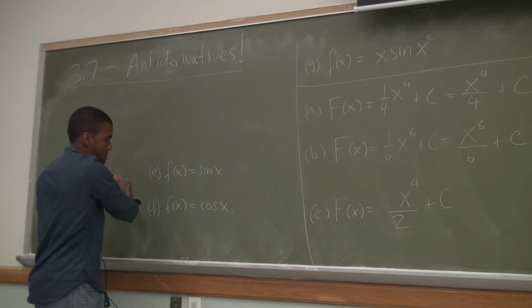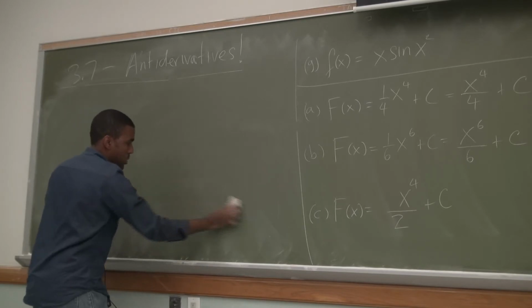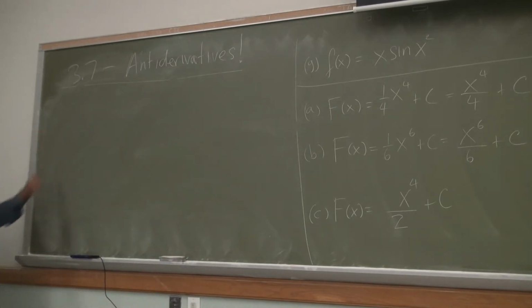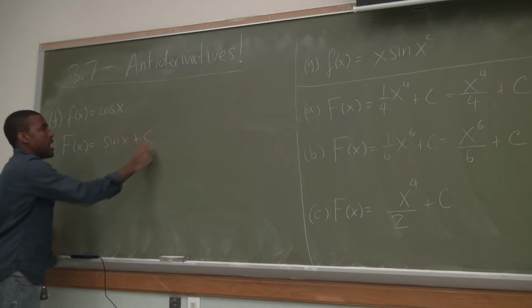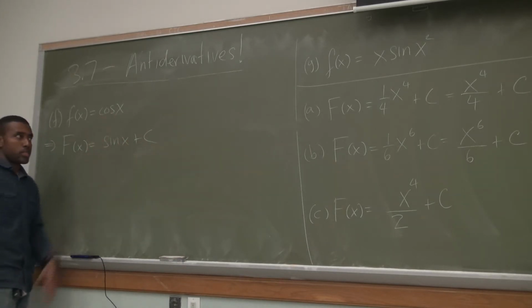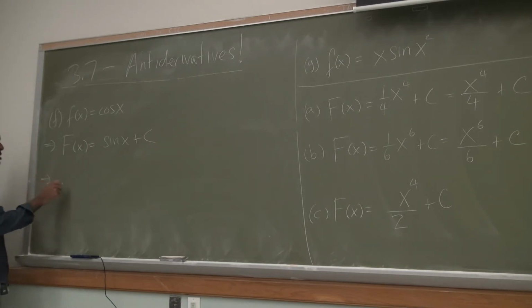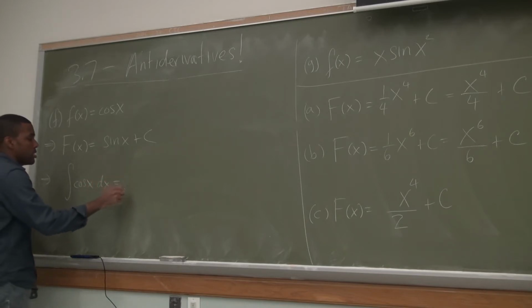You just have to find the derivative and antiderivative of cosine. What is the antiderivative? Sine. Why is it sine x? Because I have to differentiate this to get that. The negative sign tells you the antiderivative of cosine x is sine x.